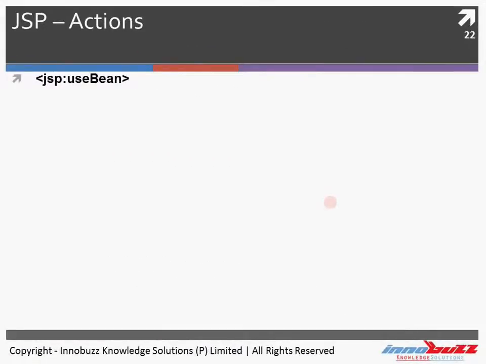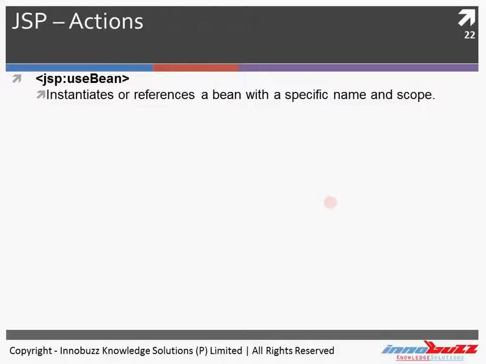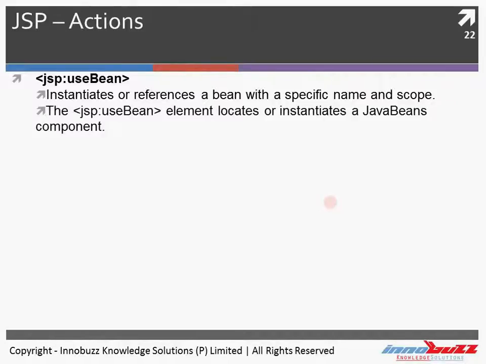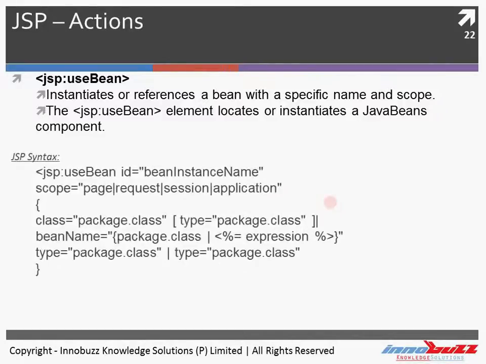Next we have JSP actions. The JSP action we have is useBean. This will instantiate or reference a bean with a specific name and scope. So this bean action which we use in JSP can be used whenever we want a Java class to be invoked and use its properties. The useBean element locates or instantiates a Java bean component. So this is the basic syntax.